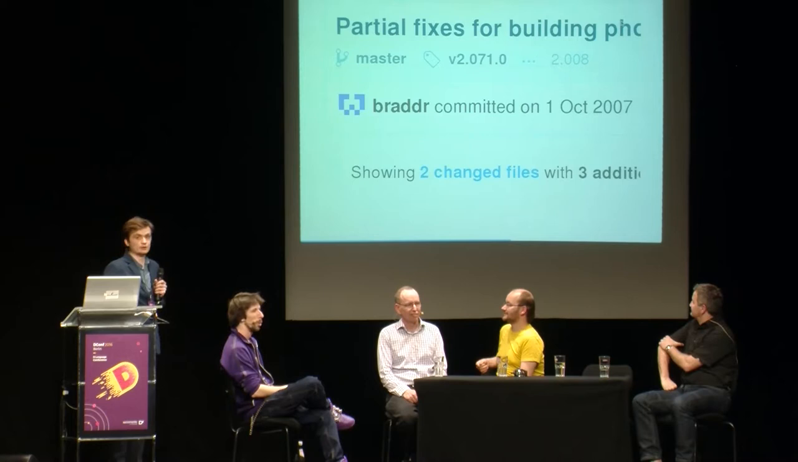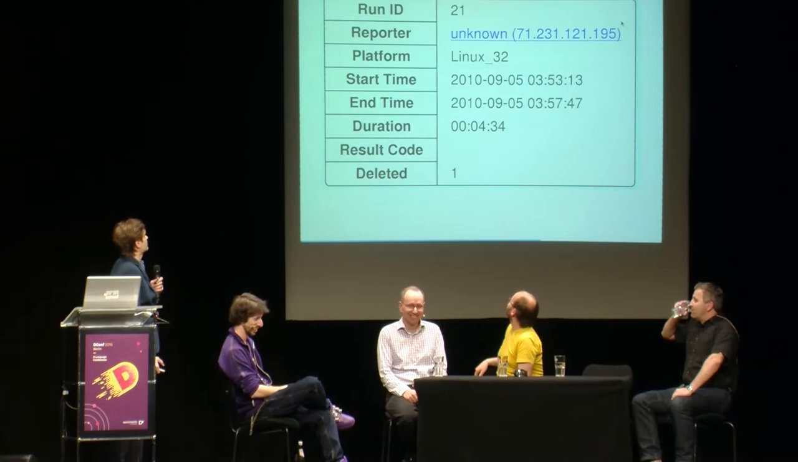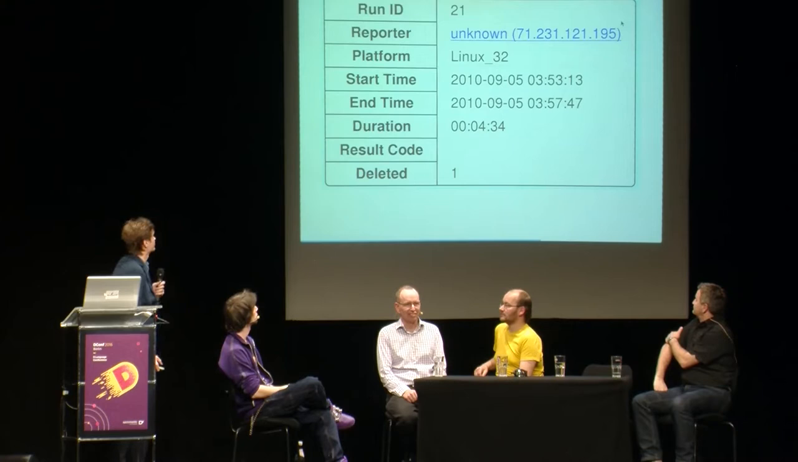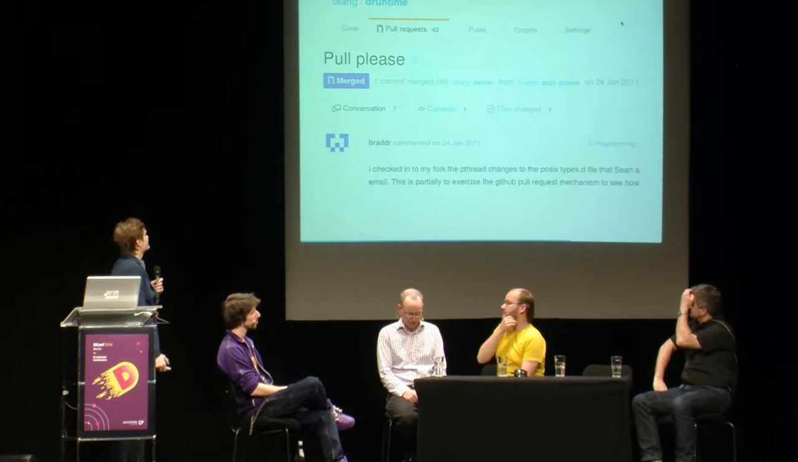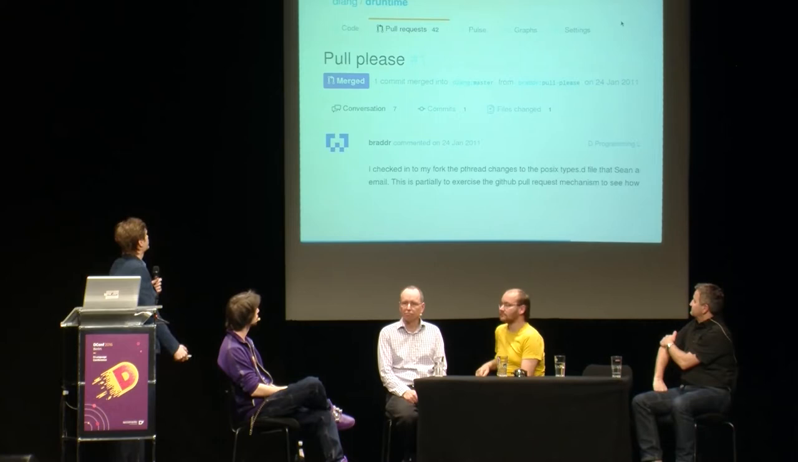Brad's autotester did its first test in 2010. This was the start of our automated regression testing. Before that, it was mostly manual. The first pull request on GitHub was in 2011. I understand that the move to GitHub has really opened the floodgates for contributions, and it really increased the involvement of the community in the development of the language.